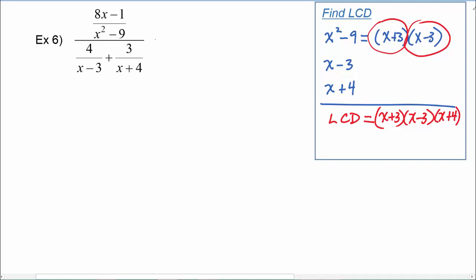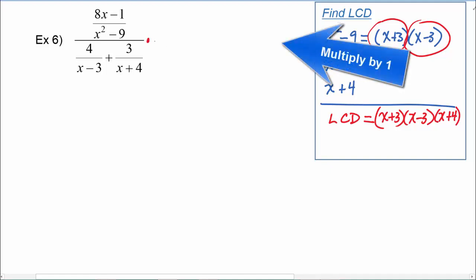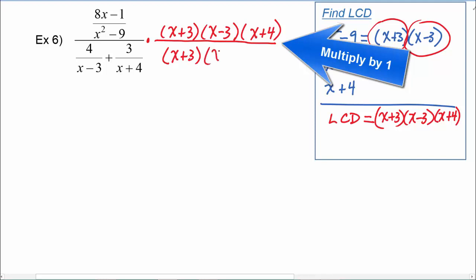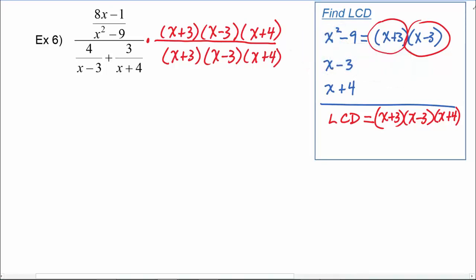Now that's what we'll use to multiply by 1 in the form of the LCD over itself. x plus 3, x minus 3, and x plus 4 over itself. Now we're ready to multiply numerator times numerator.